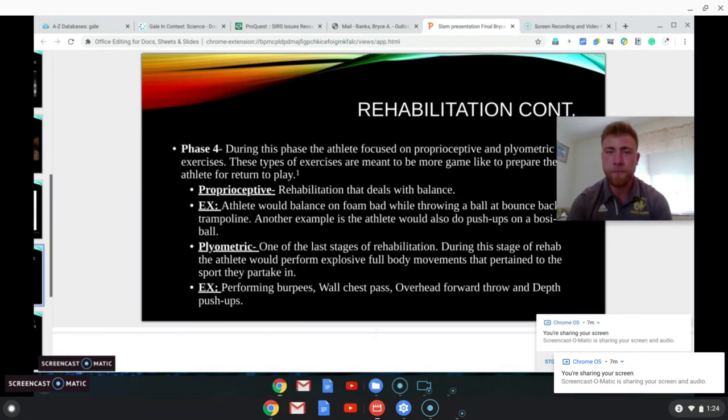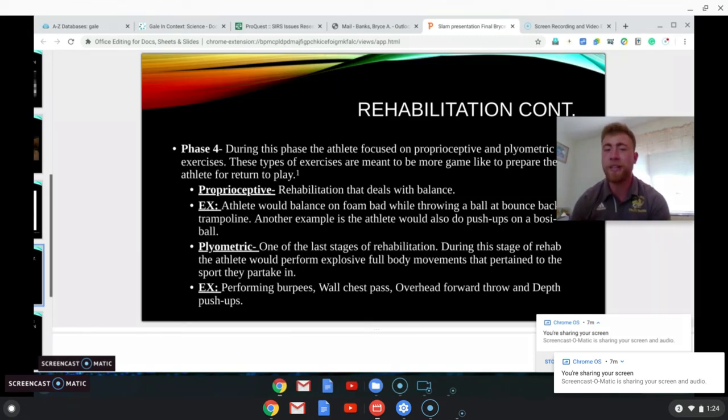athlete had sustained. During phase 4, which is the last phase of rehabilitation, the athlete would focus on proprioceptive and plyometric-based exercises. Proprioceptive exercises deal with balance, and an example of that would be balancing on a foam pad, either single leg or double leg, while throwing a ball at a bounce back trampoline. Another example would be the athlete doing a push-up on a BOSU balance ball.